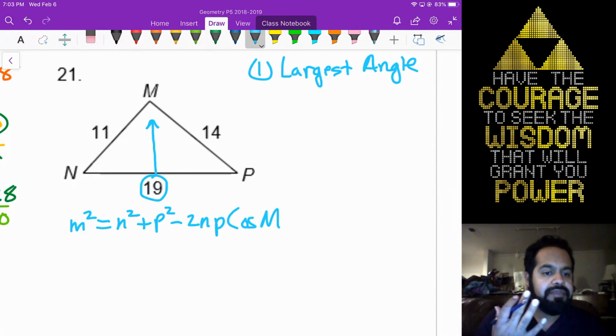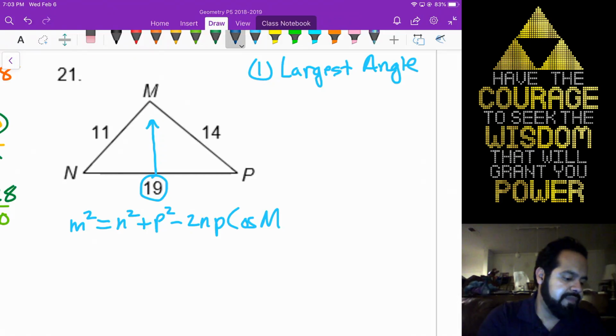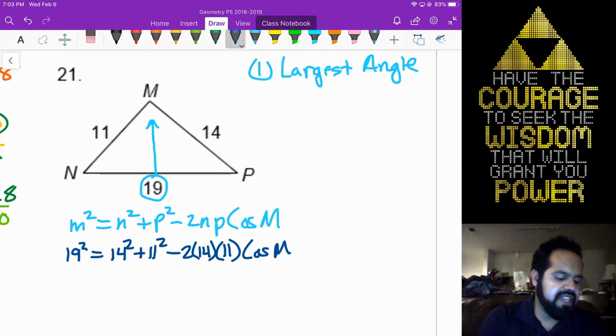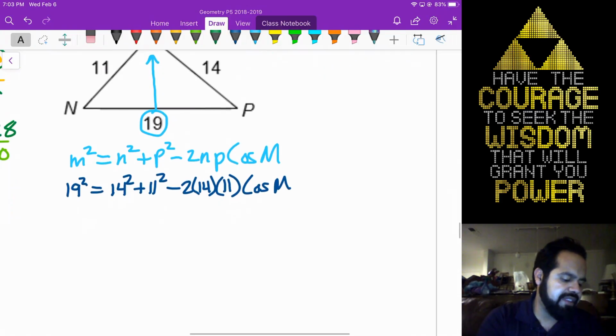Okay, now I'm going to replace all the little letters with the numbers, and then the big letter is the one we're solving for. So here we go. 19 squared equals 14 squared plus 11 squared minus 2 times 14 times 11 cosine of M. Now we're going to multiply out everything.